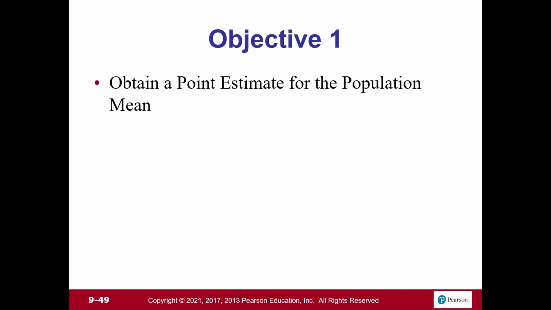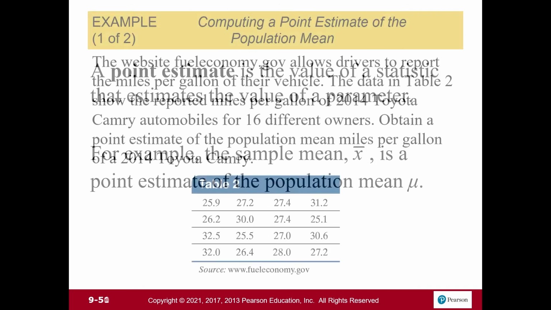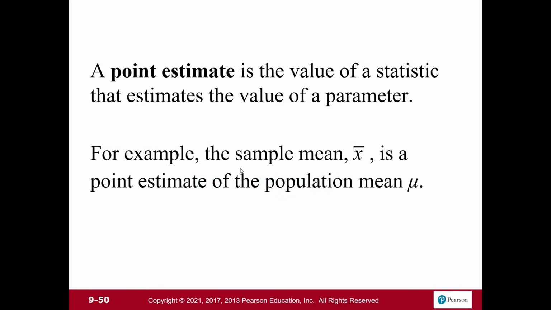How do you actually obtain a point estimate for the population mean? It turns out the point estimate is the value of the statistic that estimates the value of the parameter. Basically, we will be using the mean. The sample mean will be our point estimate. So we're going to build our confidence interval around the mean. The mean will be in the center of the confidence interval.